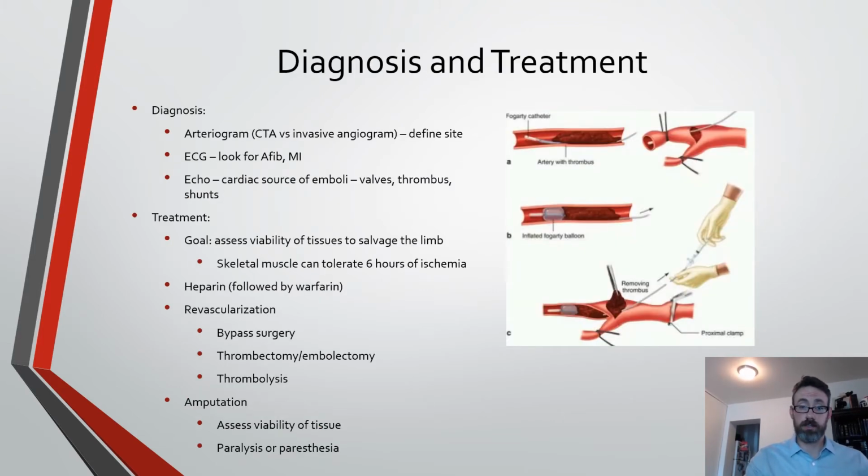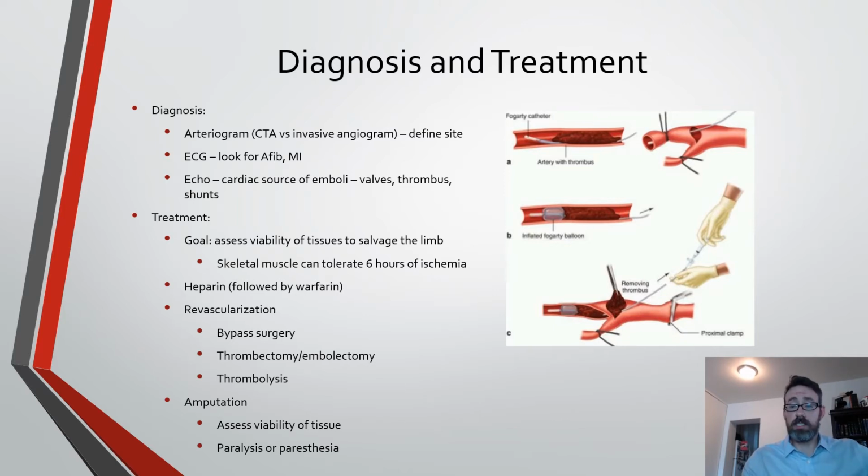Diagnosis and treatment. So an arteriogram, a CTA, all right. So versus an invasive angiogram. Basically, either one of these, an angiogram versus CTA, is going to be a clinical decision. It's going to help define where the site of the occlusion actually is, which is important for the procedures.